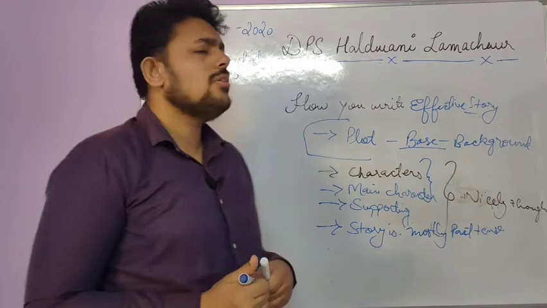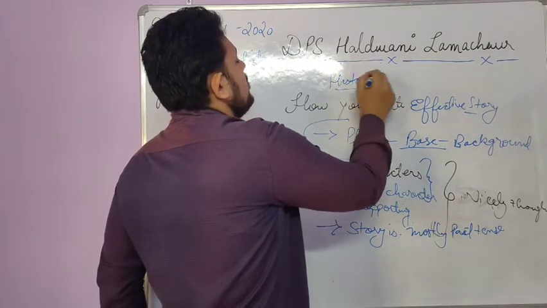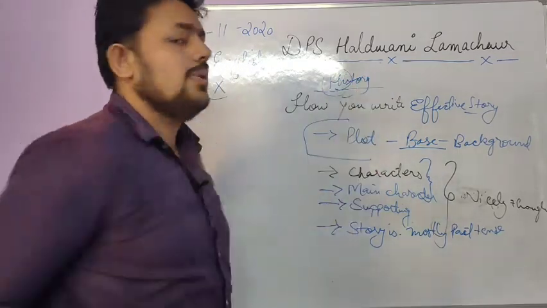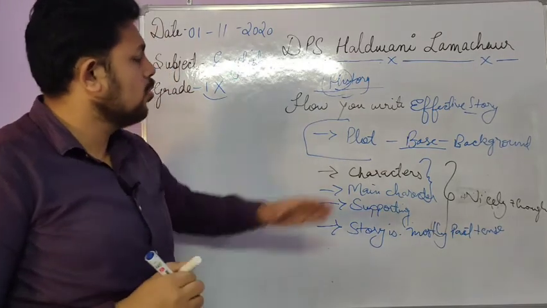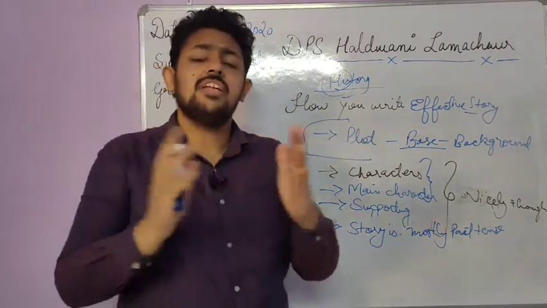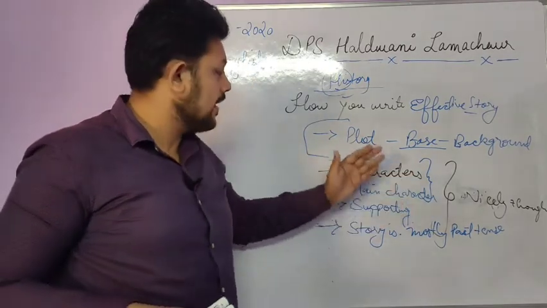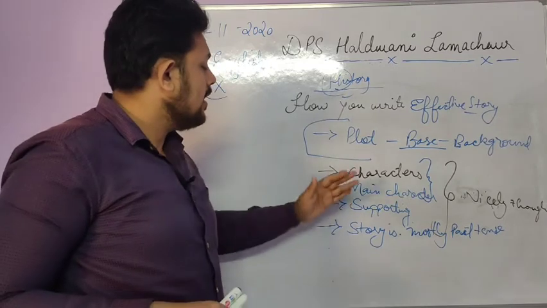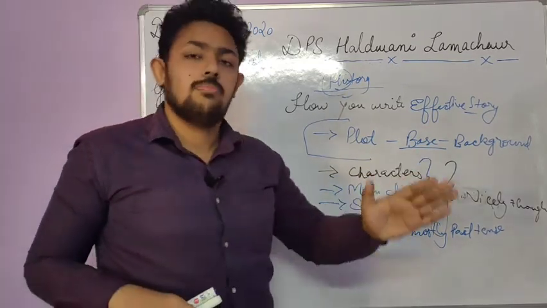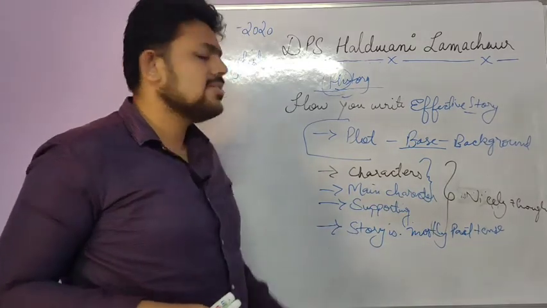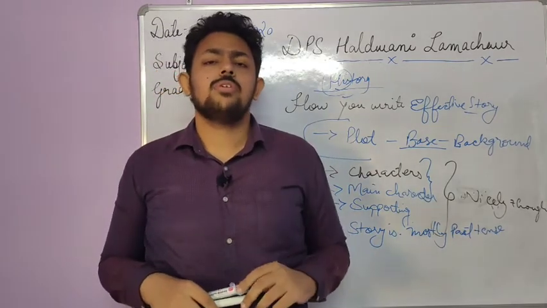One thing you must have seen in SST, the subject history. Here history means his story. You must have very good characters in your story. Then you must have the main characters in your story. Then you have the supporting characters in your story, and the story must be written in the past form. So this is how you frame a story.